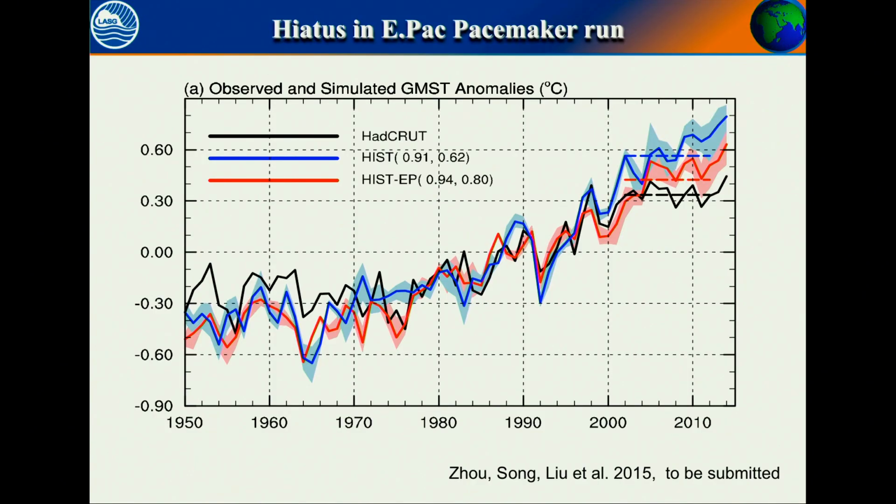Here I show the result of the Pacemaker Experiment over the Eastern Pacific. Here again, we have done a 3-member ensemble simulation. And here is the global mean surface temperature derived from the Hadley Center HadCRUT dataset. And here is the result of a historical simulation, and here is the pacemaker run. We can find that we do have reproduced part of the hiatus, although it's still slightly stronger than the observation. Our focus here is whether the changes of global monsoon can be reproduced in this kind of pacemaker run.